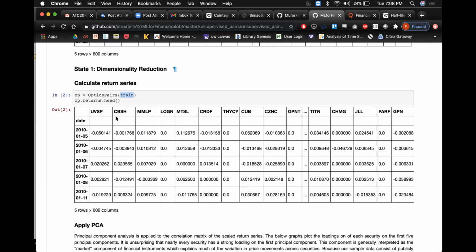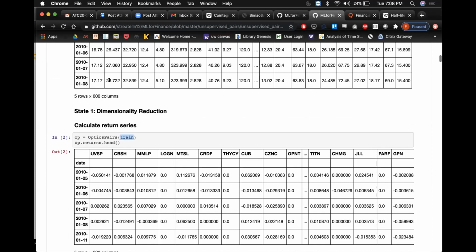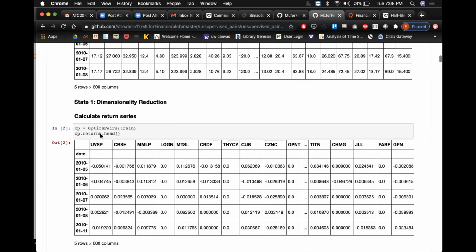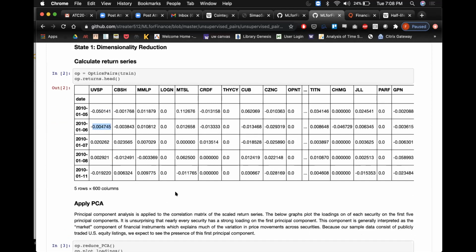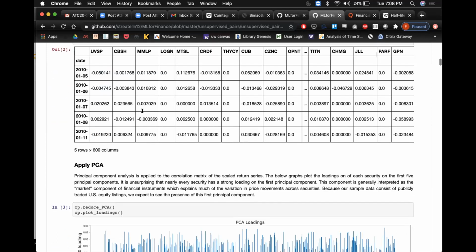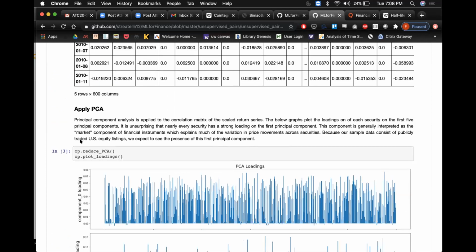When you initialize using the price data, this class will automatically give you the daily returns for each security. Here you can see on January 5th, this security had a negative 5% return and 0.47% return, etc. So it calculates the daily returns for all the securities. Once the daily returns are found, the reduced PCA function for this class automatically scales and then computes the correlation matrix for the price series.